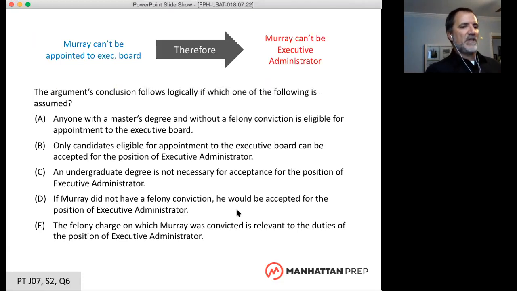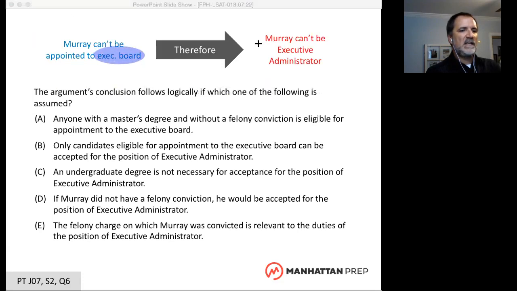Well, if he didn't have a felony conviction, he would be accepted as an executive administrator. That doesn't tell me why not being appointed means he can't be this. Just because it's relevant doesn't tell me that because he can't be appointed to the board, he can't be administrator. So D and E don't actually get me all the way there, even though they sound relevant. So one of the big takeaways here is noticing that if I drill the argument down to these relevant parts and see the concepts that the argument is trying to connect, I can look for an answer choice. For this particular type of question, I'm going to pay the most attention to answer choices that actually link those two things. And I'm more skeptical of answer choices that don't link them at all.